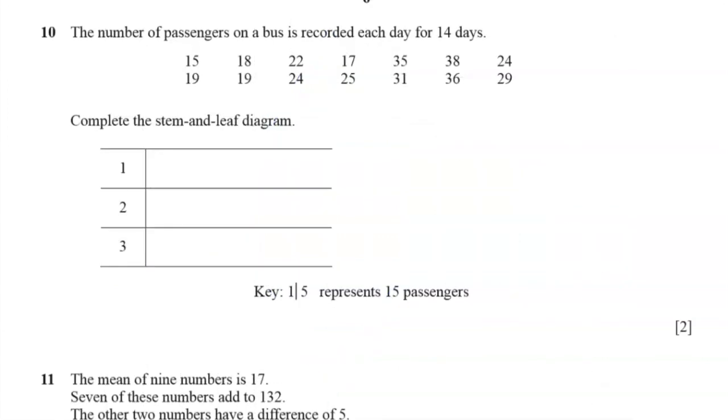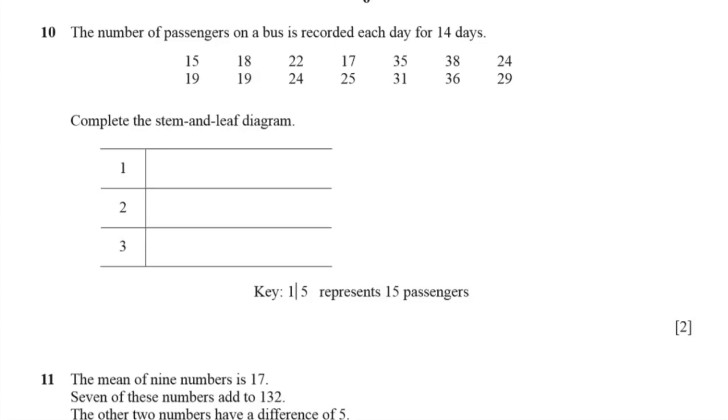The number of passengers on a bus is recorded each day for 14 days. Complete the stem and leaf diagram. Okay, because the stem and leaf diagram is in ascending order, it helps you avoid making mistakes if the numbers are in ascending order as well. So I would do that really quickly.